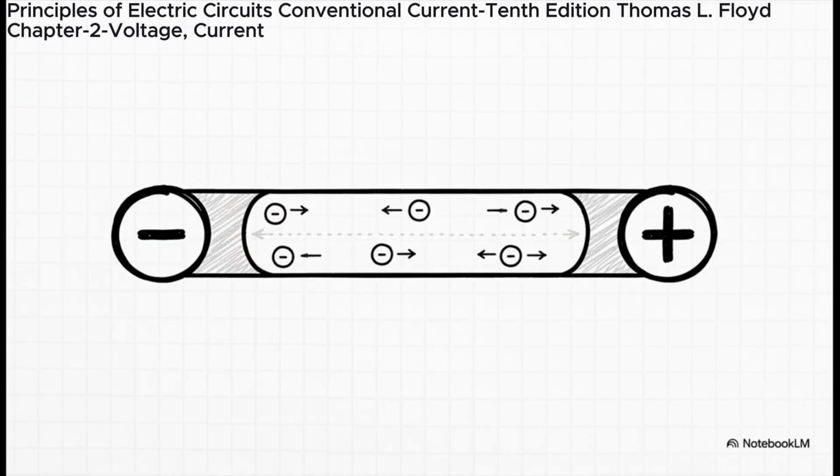So the crucial link is this: the voltage we apply across a wire creates something called an electric field. This field puts a force on all the free electrons, pushing them away from the negative terminal and pulling them towards the positive one. This organized net movement of charge, that's what we measure as electrical current.